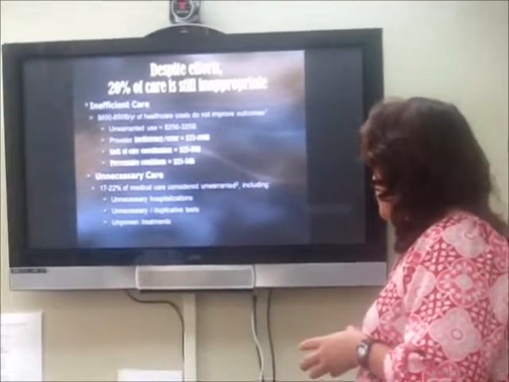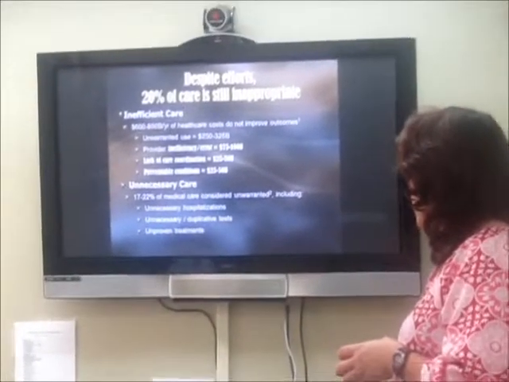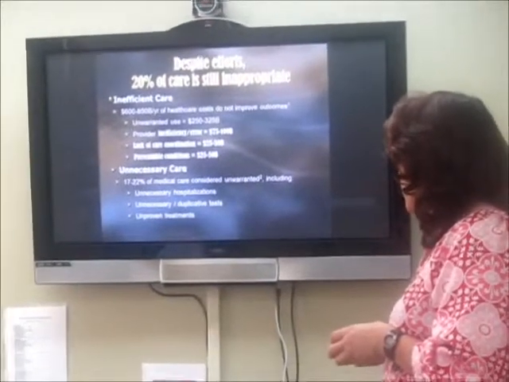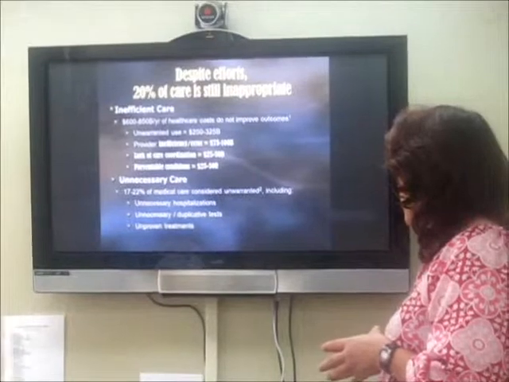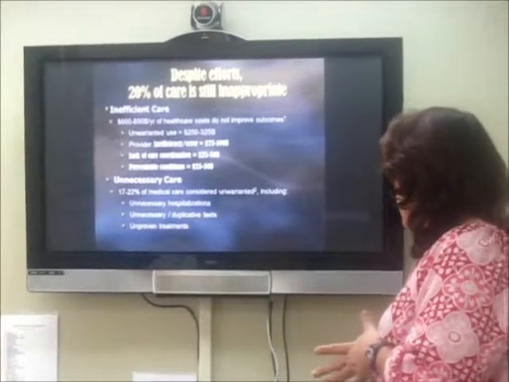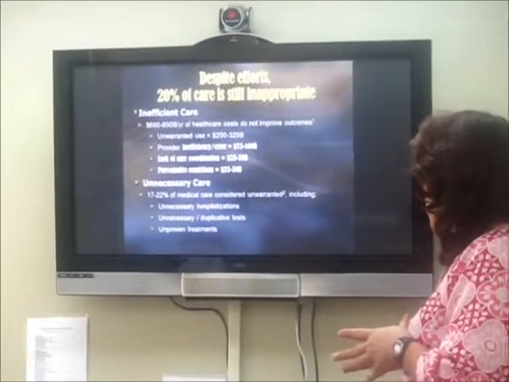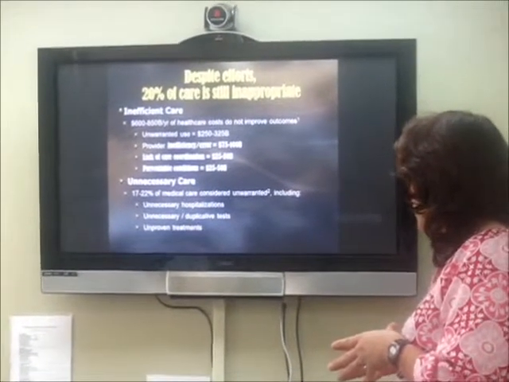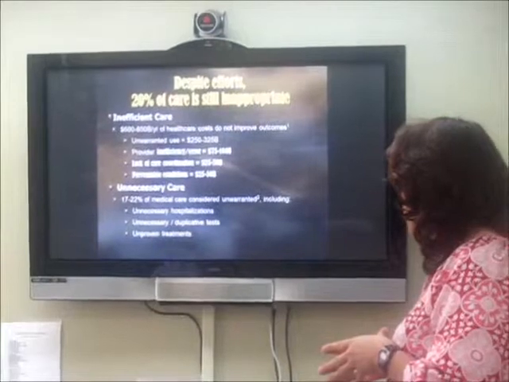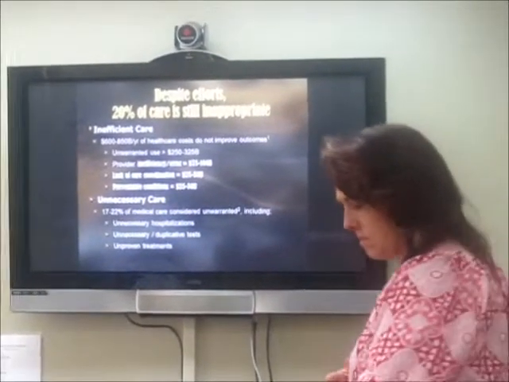Provider inefficiency and error costs 75 to 100 billion. Lack of care coordination, 25 to 50 billion. And preventable conditions, 25 to 50 billion. Unnecessary care: 17 to 22% of medical care is considered unwarranted, including unnecessary hospitalizations, unnecessary duplicative tests, and unproven treatments.